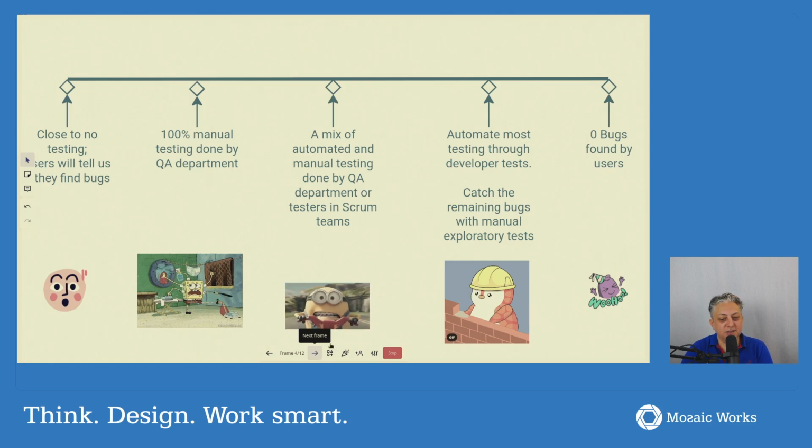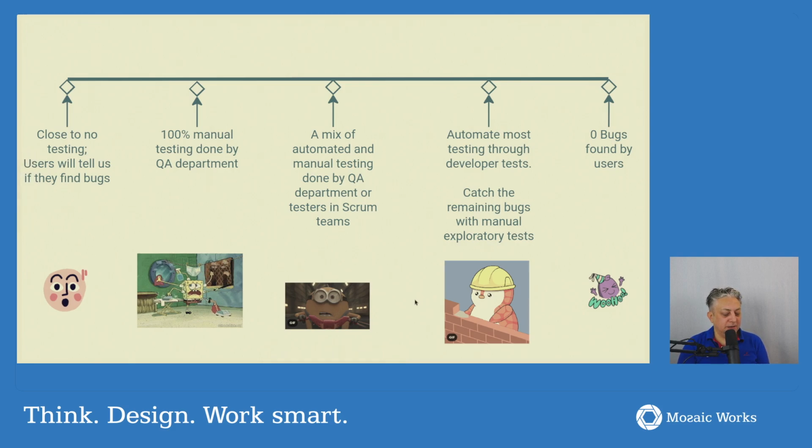Okay, so this is kind of an overview of the landscape of testing strategies. And really the question here is, how many bugs do we want users to find? And how much are we willing to pay to do that?